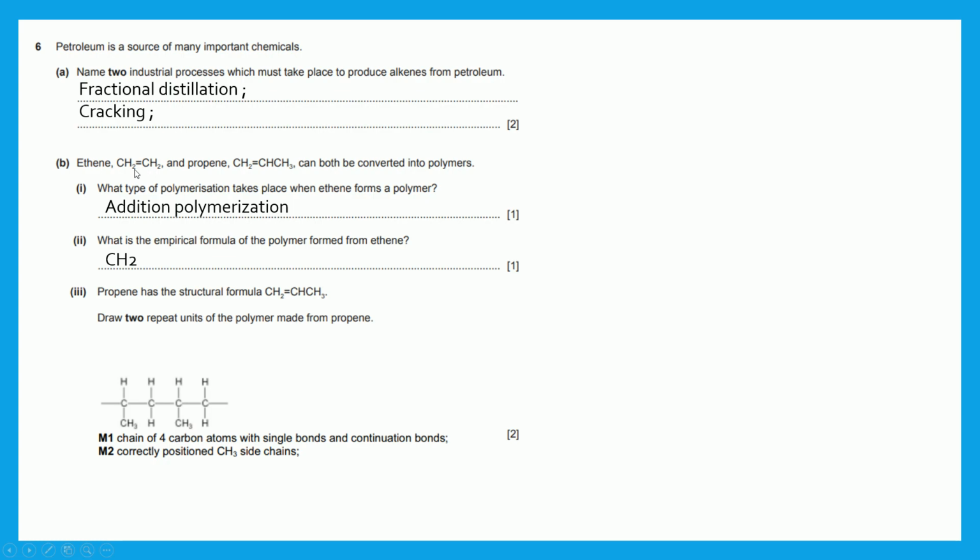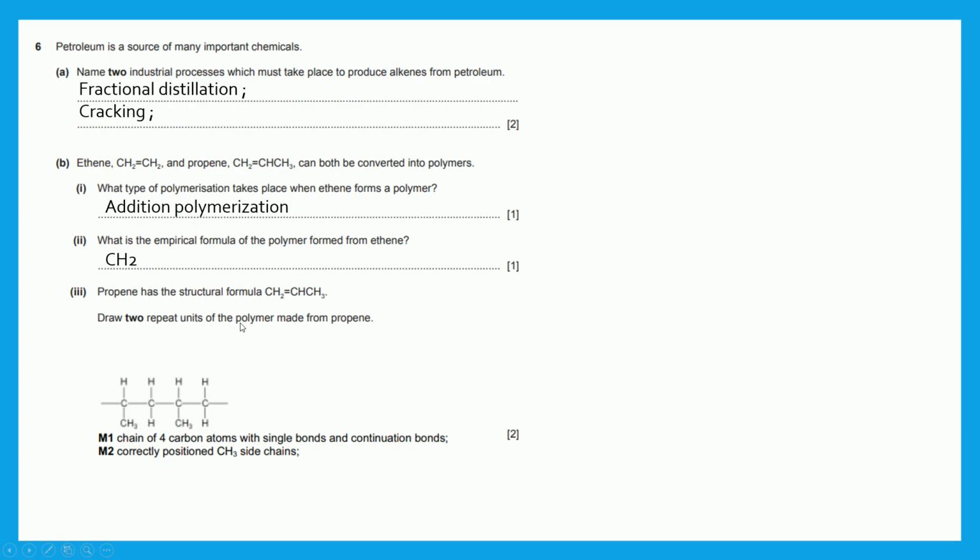Here, ethene and propene can both be converted into polymers. Again, all alkenes can be converted into polymers, and both ethene and propene are alkenes that can be transformed into a polymer. So what type of polymerization takes place when ethene forms a polymer? We've looked at that, and that is of course the whole topic of this video, addition polymerization. So the empirical formula of the polymer formed from ethene is CH2, because the molecular formula is C2H4, but if you were to convert that ratio into the simplest form, then that simply becomes CH2.